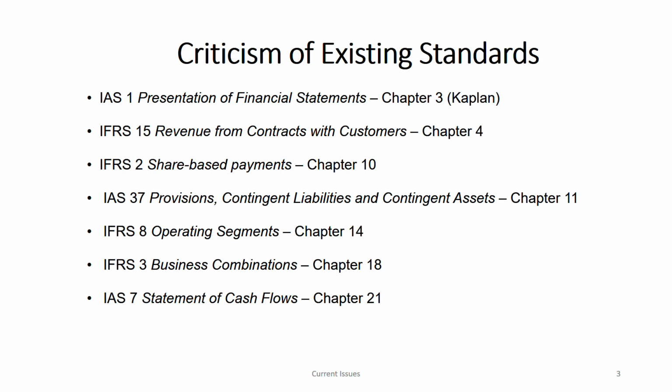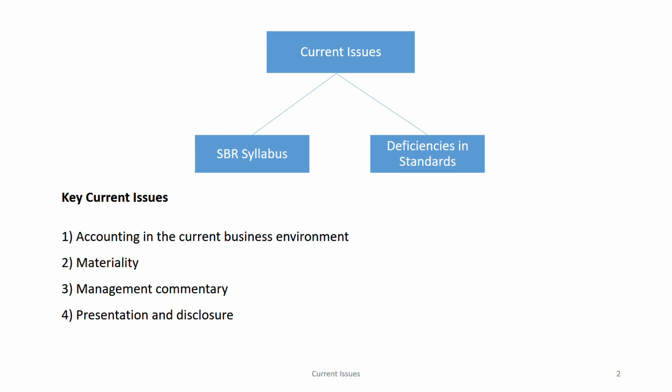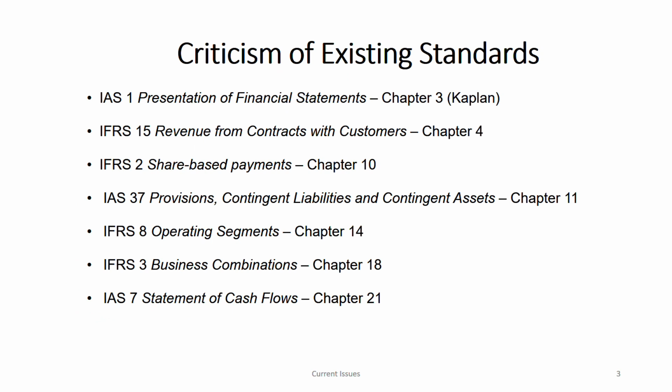Okay, so as I have mentioned in the first one, it's in the bracket, it's from Kaplan, means the others are also from Kaplan. As you can see, IAS 1 you will get it in chapter 3. Okay, different textbook, so make sure that you have the latest textbook. So now let us move on to the first part, that is the SBR syllabus, the key current issues. Deficiencies part is over now. Make sure that you write down all these standards somewhere so that when you have to revisit you can go and revisit. But if you have already covered the criticism, then it's okay, you can skip.